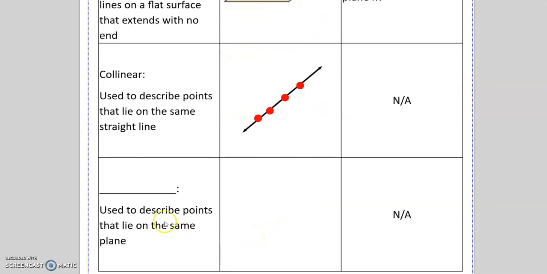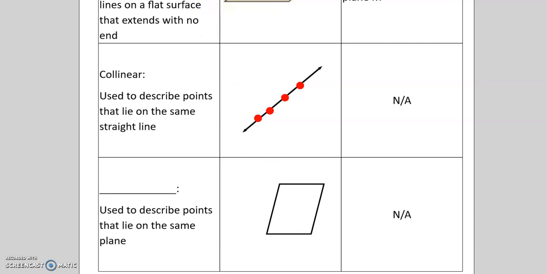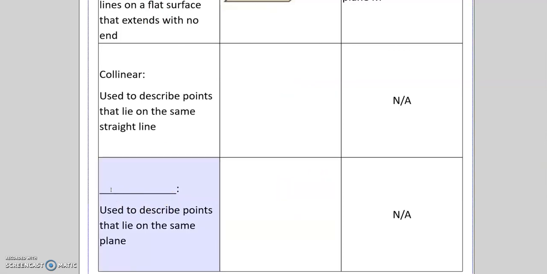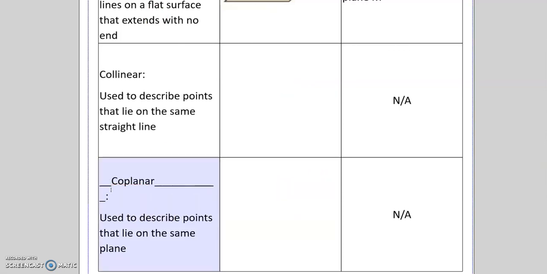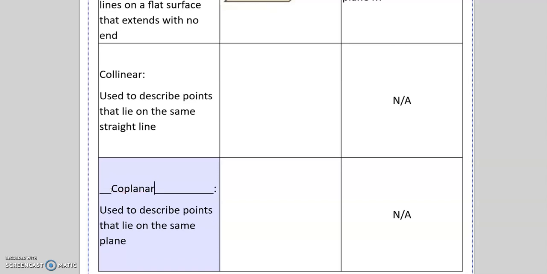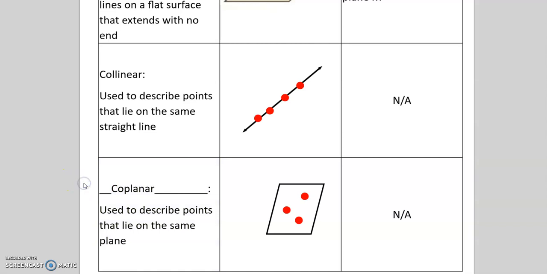My other one is used to describe points that lie on the same plane. So if I had a plane here, and all of these points on the plane, any ideas? What do you think that is? Coplanar. Silly, right? Coplanar. Okay, used to describe points that lie on the same plane. Just like that. So those are our first 5 vocab words.